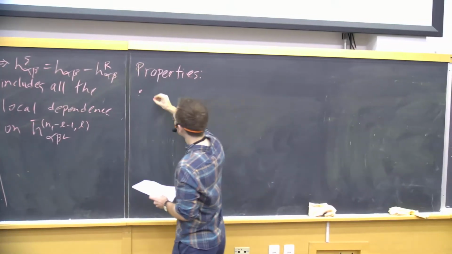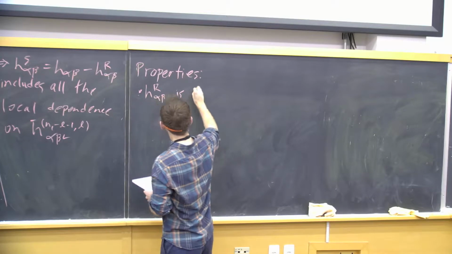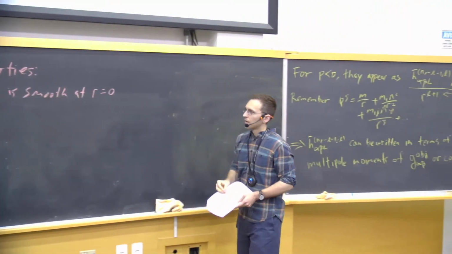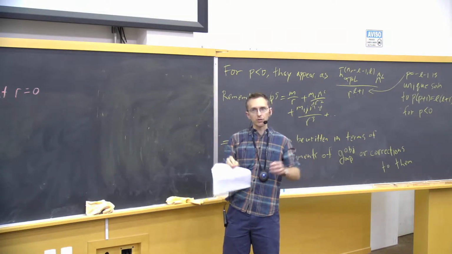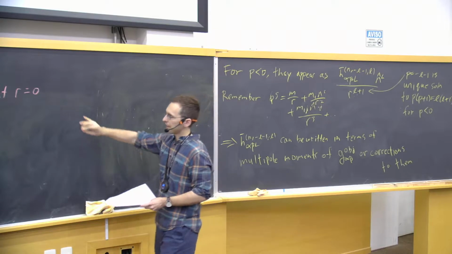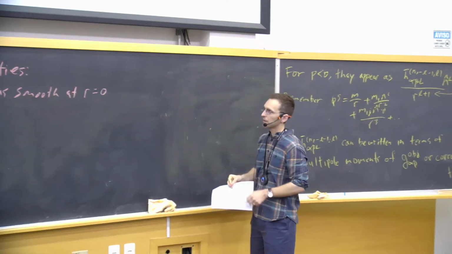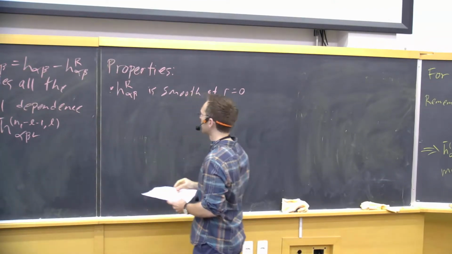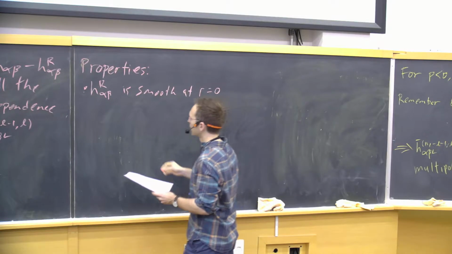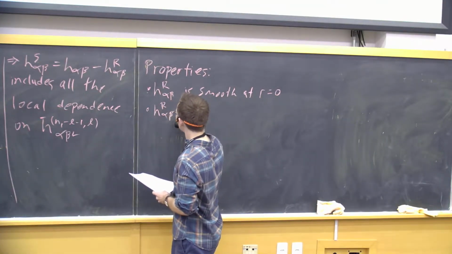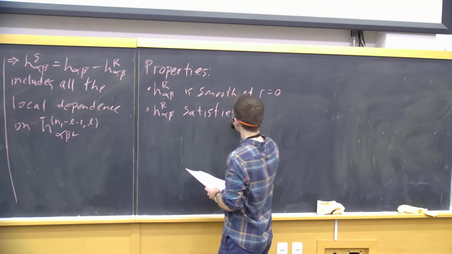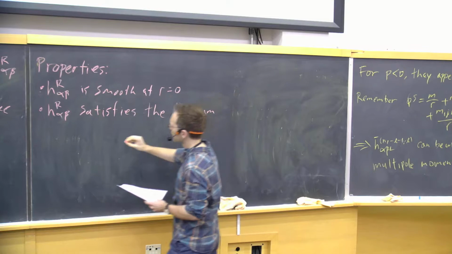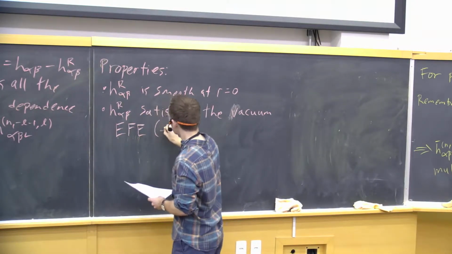Well, one property is that HR alpha beta is smooth at R equals zero. So I'm calculating the solution in that buffer zone that's actually outside of the object. But once I have the solution as a function of R, I can look at how it behaves at R equals zero, and this piece is smooth, because it only starts at R to the L. This piece also satisfies the vacuum Einstein equation, even at R equals zero.